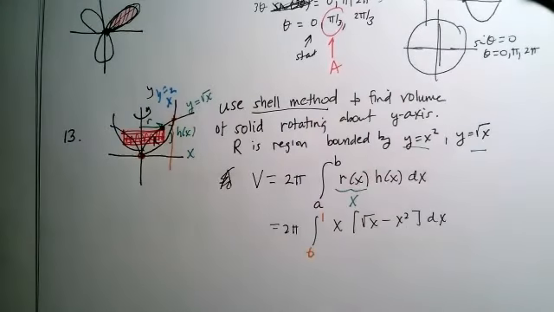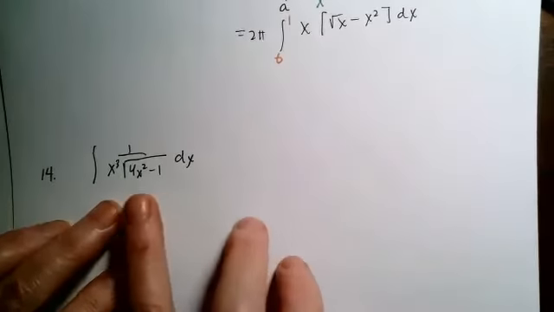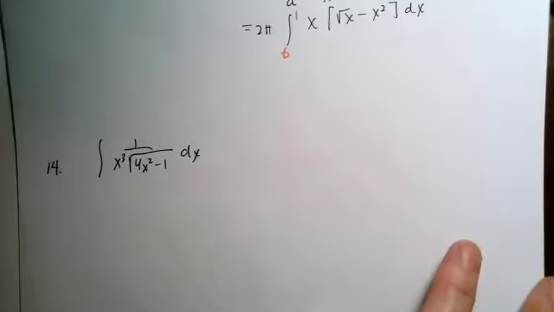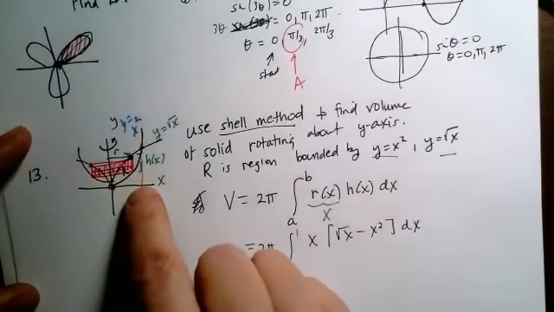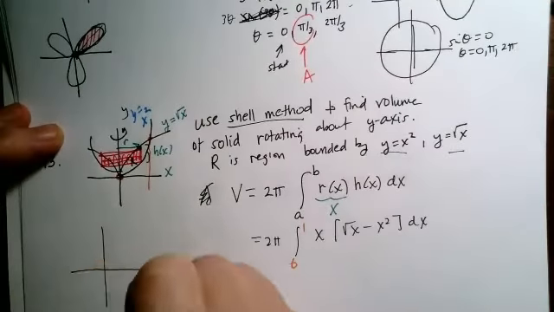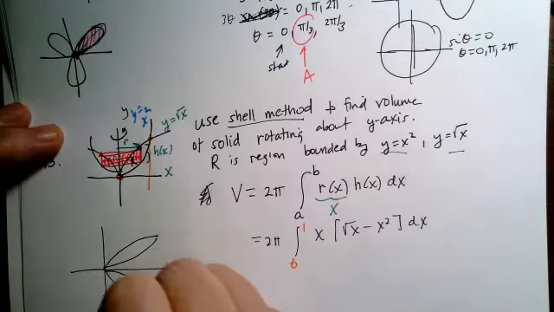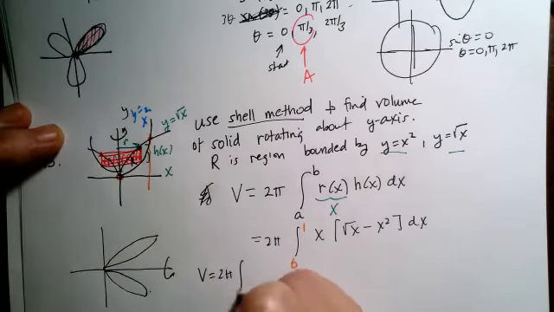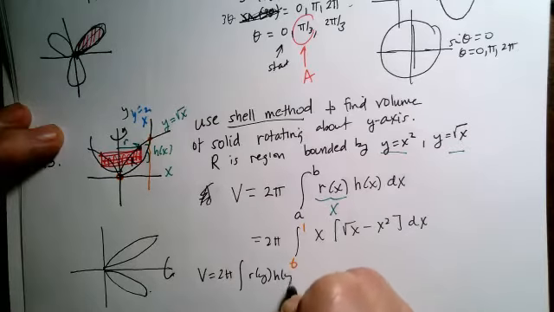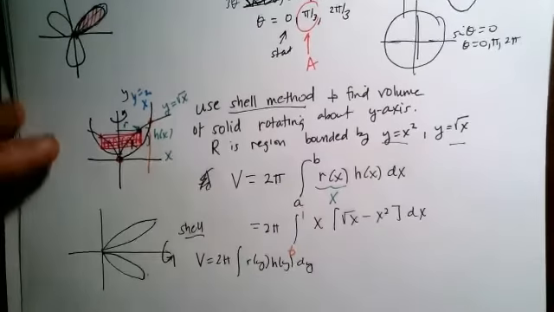Okay, that brings us to your favorite thing, trig sub. Do you remember how much you love trig sub? Okay, if we're doing shell method, we would do, if we had something like this, V would be 2 pi r y h of y dy.